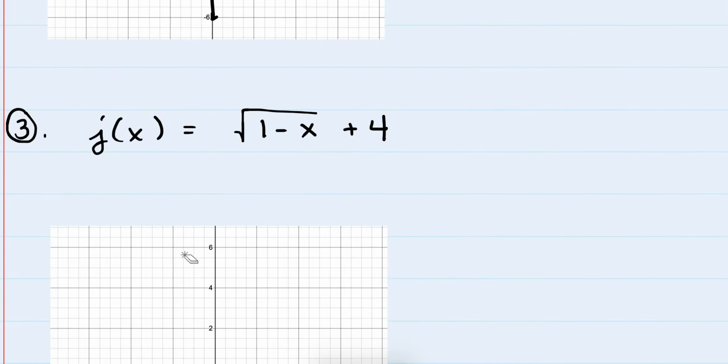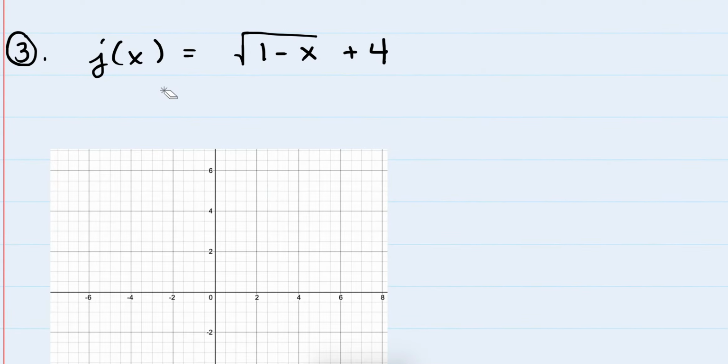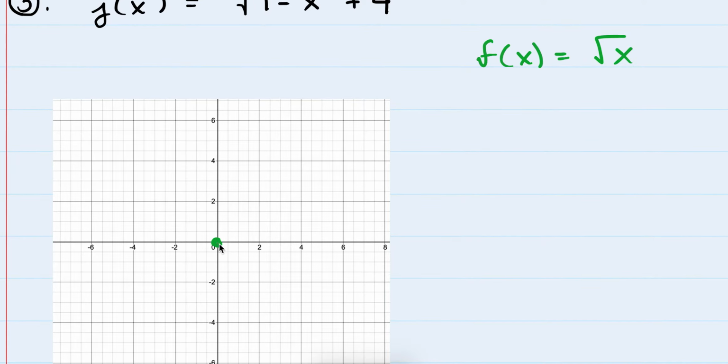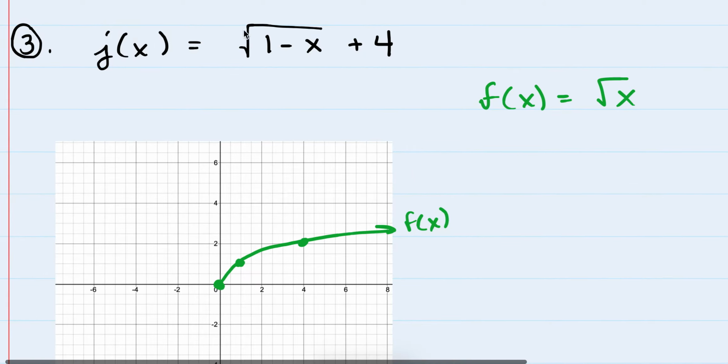Let's try this one. J of x is equal to the square root of 1 minus x, plus 4. What is the parent function? The parent function is the square root of x. Let's draw that. Okay, it looks something like that. That's f of x. Now what can we do to get this one to look like this one?